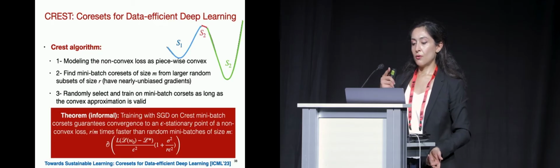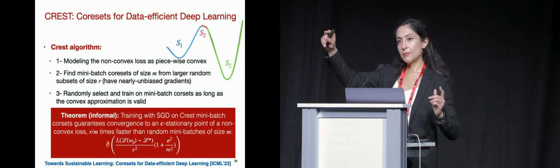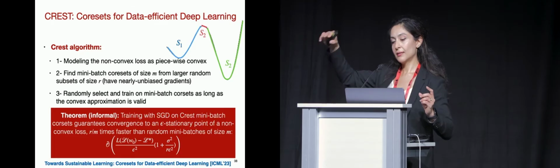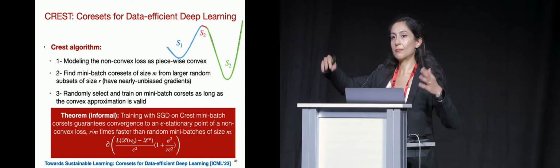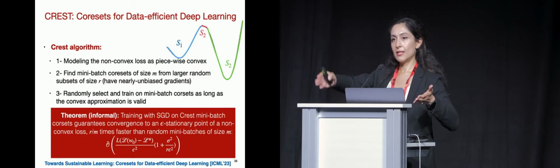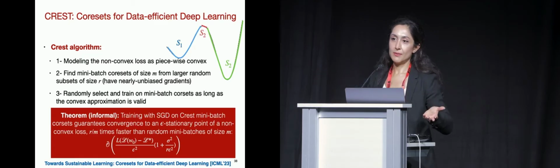Okay. So we do this at the beginning of blue. We keep comparing the loss. When we get to the red region, we update all these mini batches. When we get to the green region, we update all these mini batches.